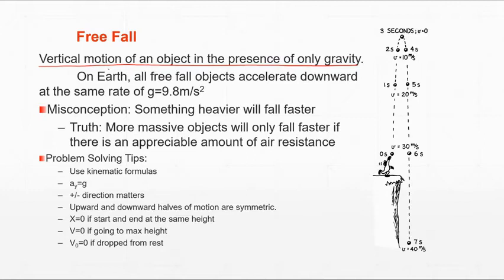Now notice I said on Earth. The force of gravity is different on different celestial objects, and we'll talk about that more in this quarter. But I want you to understand that it's only on Earth that we're at 9.8 meters per second squared.